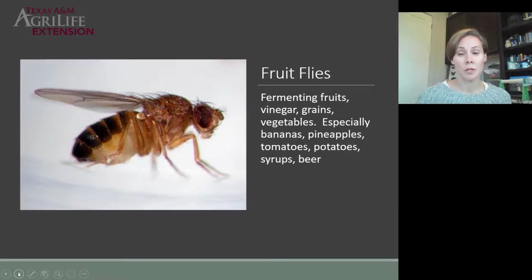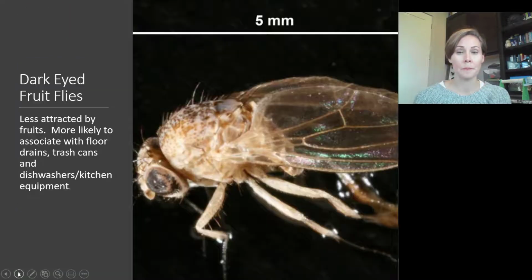They also especially love tomatoes, potatoes. So this could be that you have a big old bag of potatoes and one potato rolled into the very back of the pantry, and you don't even know that it's there, and the fruit flies can infest that. Syrups as well, and beer and wine are an especial attractant to them.